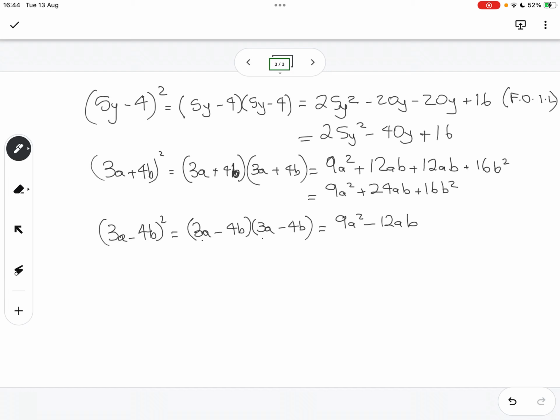What do we get? It's 12. Is it positive or negative? Minus. It's negative 12. What else is there? ab. We're still doing the inner ones. We're multiplying ab, yes. And then we finish off. So negative 4b times negative 4b would be how much?